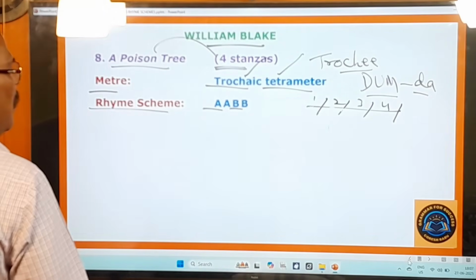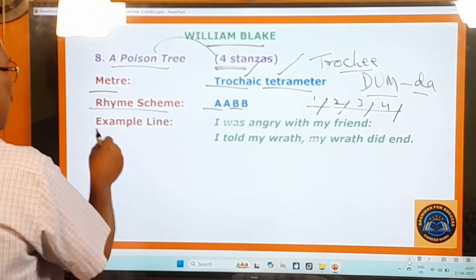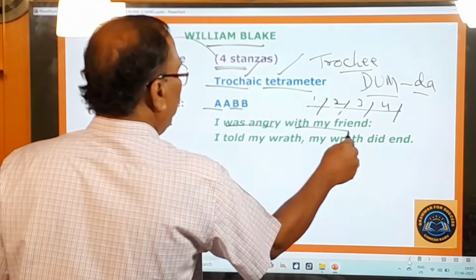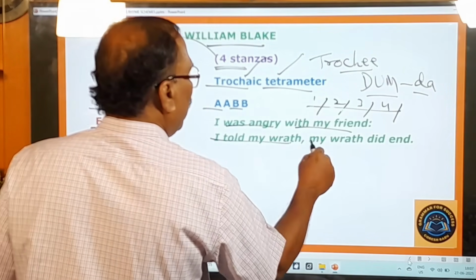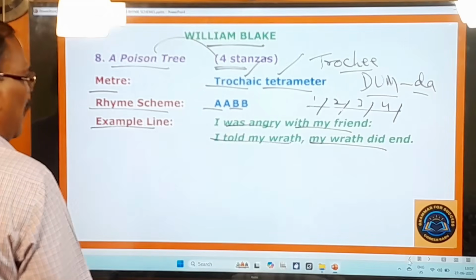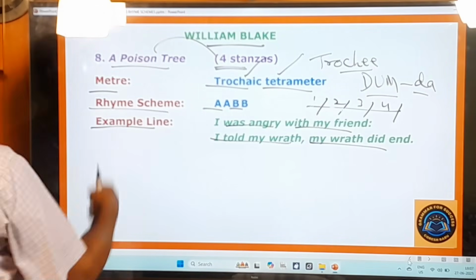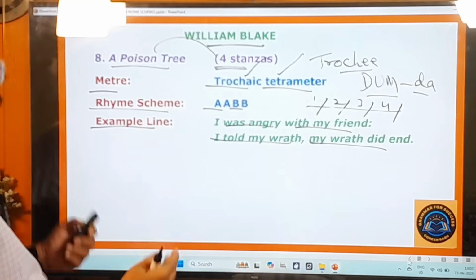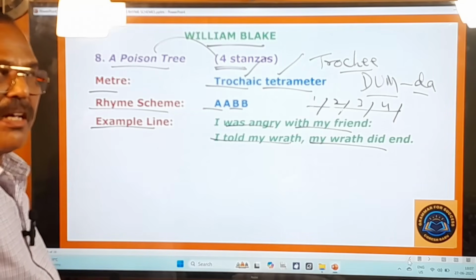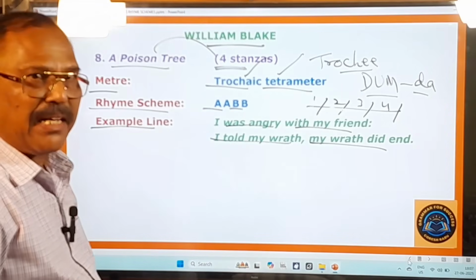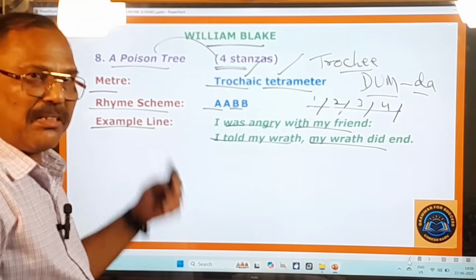So that is the one. And an example line: I was angry with my friend, I told my wrath, my wrath did end. Those are the two lines taken from the poem A Poison Tree. It's a wonderful poem. A beautiful message was conveyed through this poem by William Blake. In the morning video you might have learnt about that.